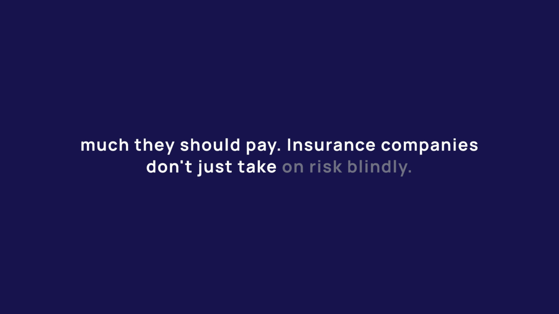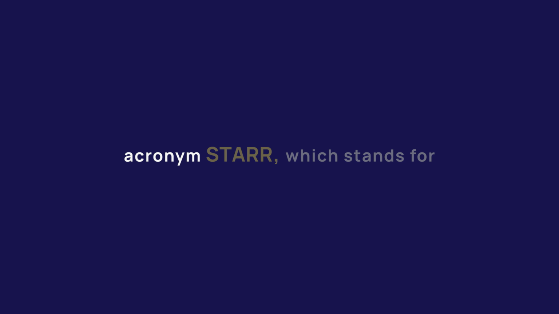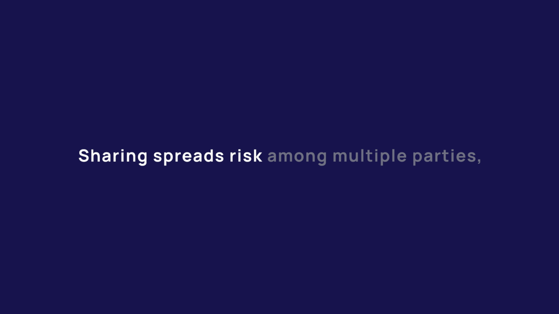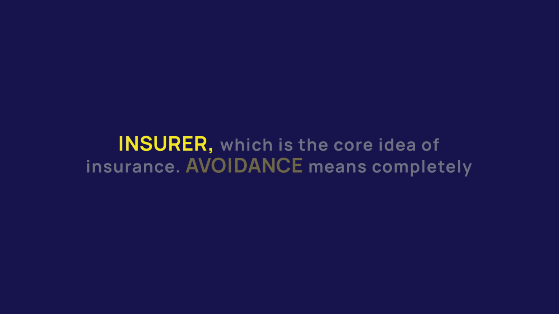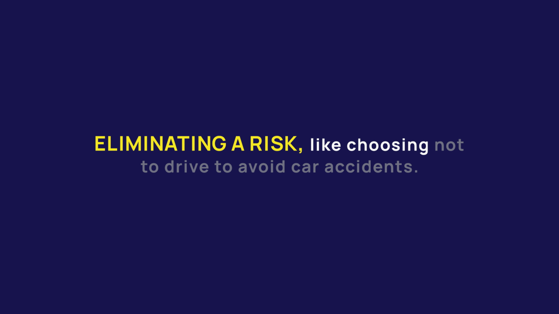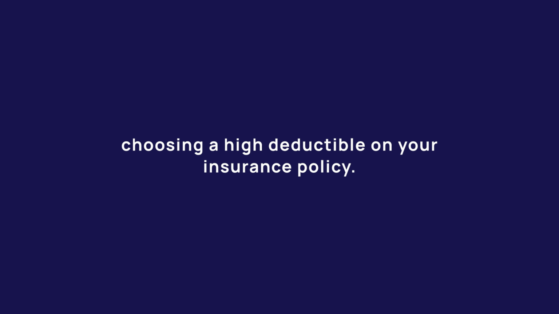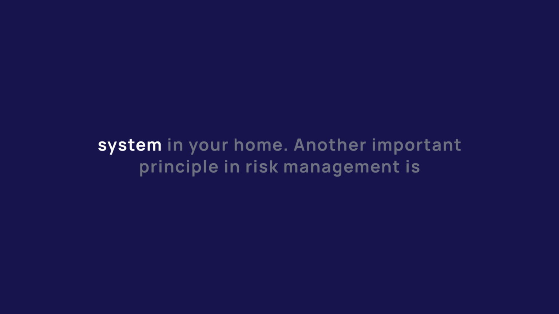Insurance companies don't just take on risk blindly, they use strategic methods to manage it. These strategies are summed up by the acronym STARR, which stands for sharing, transfer, avoidance, retention, and reduction. Sharing spreads risk among multiple parties, like in group insurance. Transfer shifts risk from an individual to an insurer, which is the core idea of insurance. Avoidance means completely eliminating a risk, like choosing not to drive to avoid car accidents. Retention is accepting the risk and covering any losses yourself, like choosing a high deductible on your insurance policy. Reduction means taking steps to lower the likelihood of a loss, such as installing a security system in your home.